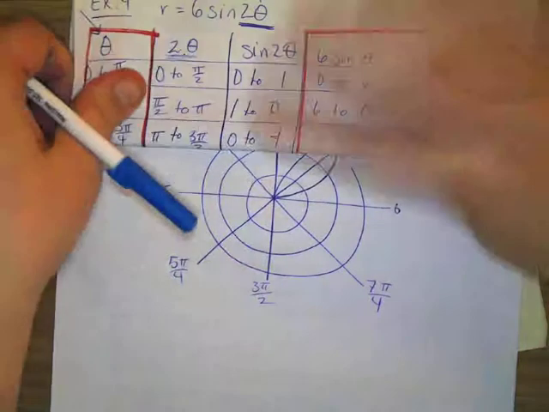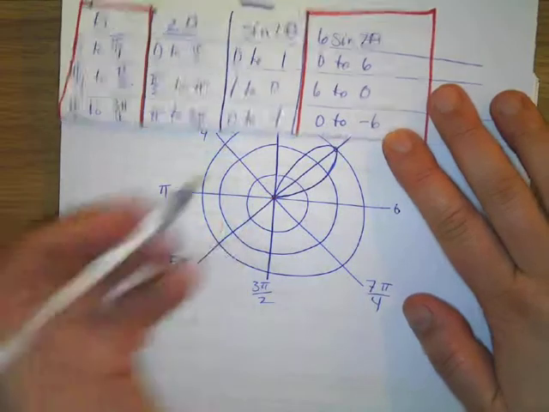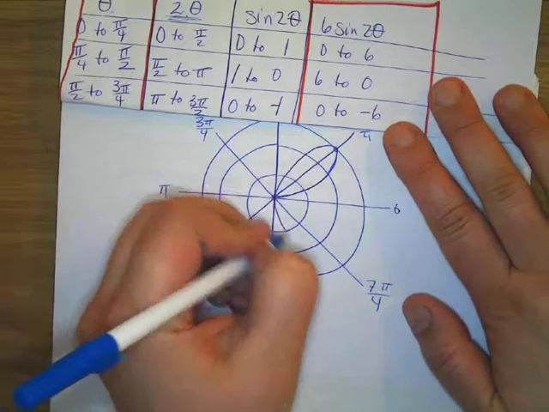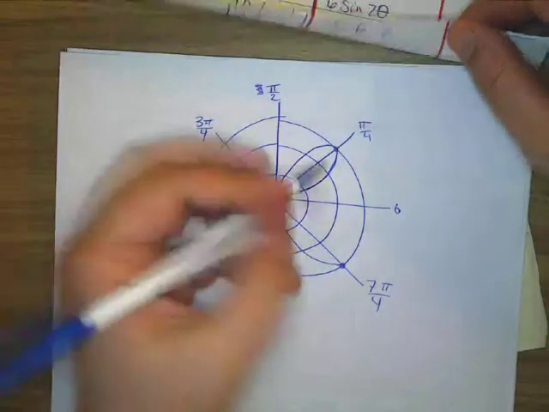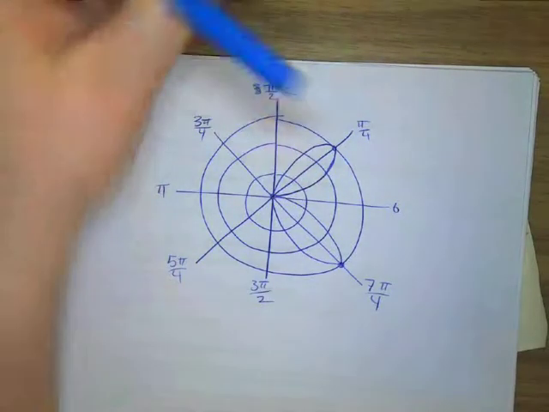So then, now the next one, we start at 0, and then at 3 pi over 4, we're going to go negative 6. So do I go this way, or do I go back? You go back. So we go to here, and then the next one, it goes back to 0. Is that okay?